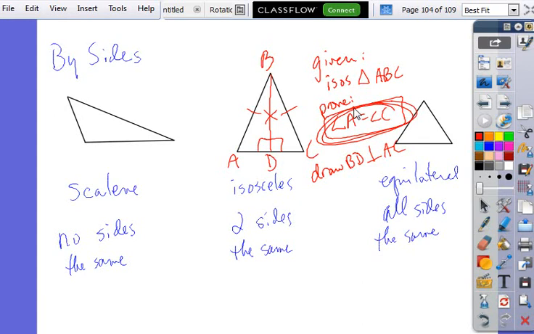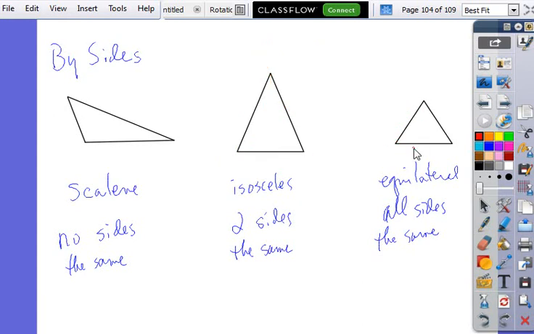Another thing on equilateral, that means the sides are the same. If the sides are the same, then the angles are the same.